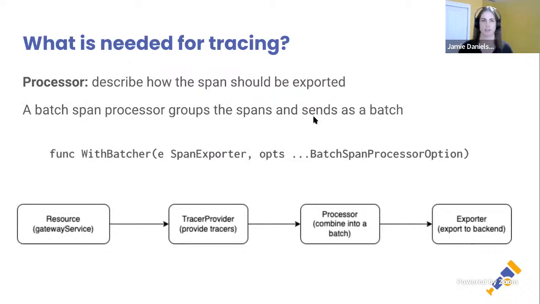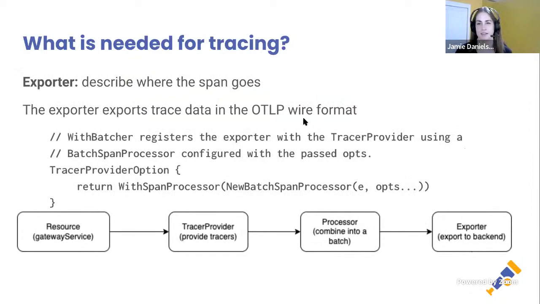A processor does just what it sounds like: it processes your span. Generally what you'll see is a batch span processor, which means that it's going to gather all of those spans in a batch and then send them off. Finally, we have our exporter, which describes where the span goes. So we're going to export all that data that we just collected into a batch, and we're going to send it off somewhere.